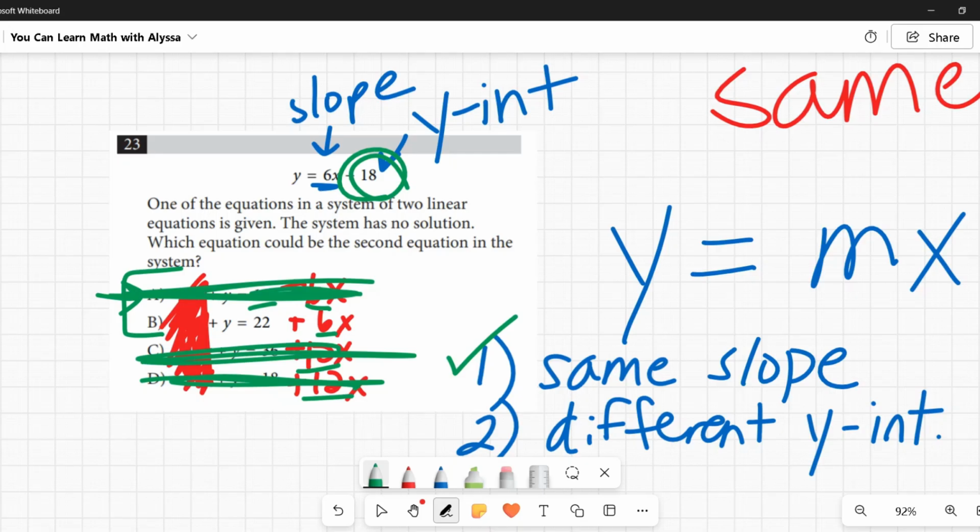Let's double check it. It has the same slope. Yes, we've already confirmed that. And it has a different y-intercept. It has 22. That is it.